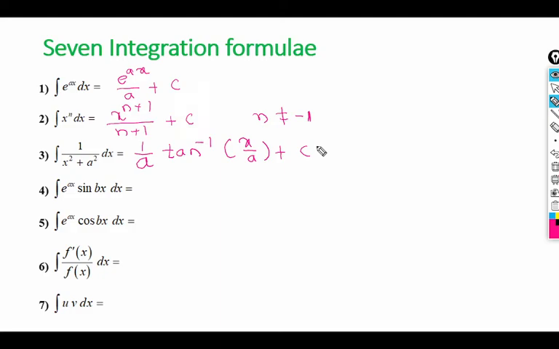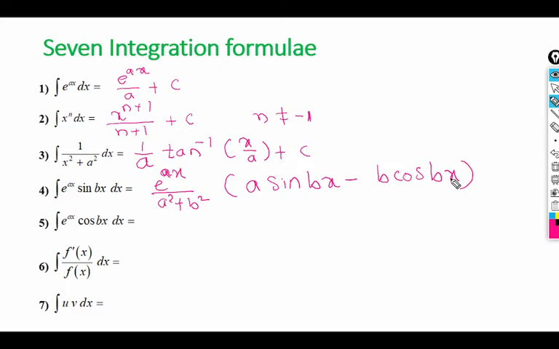Okay, the next two are the fourth and fifth formulas. These are actually the results of integration by parts, but instead of doing it by parts, I suggest you remember these shortcut formulas, because they are useful in Laplace as well as in the Fourier series. The formula is: the integral of e raised to ax sin bx is e raised to ax upon a square plus b square, into a sin bx minus b cos bx, plus c, the constant of integration.